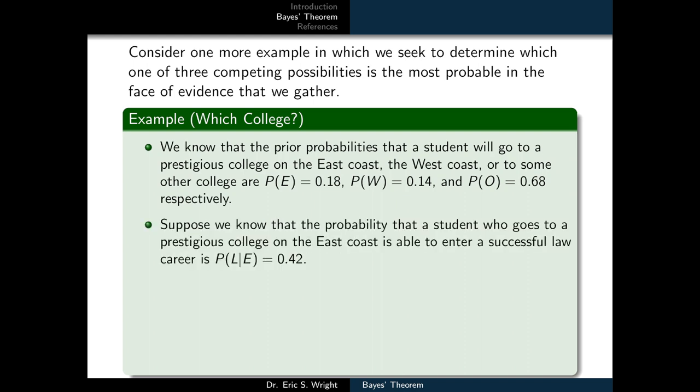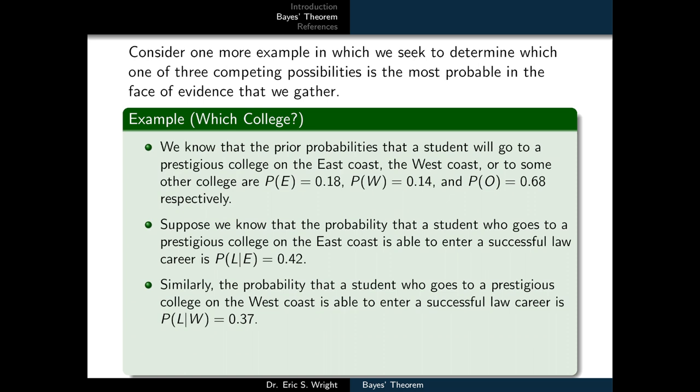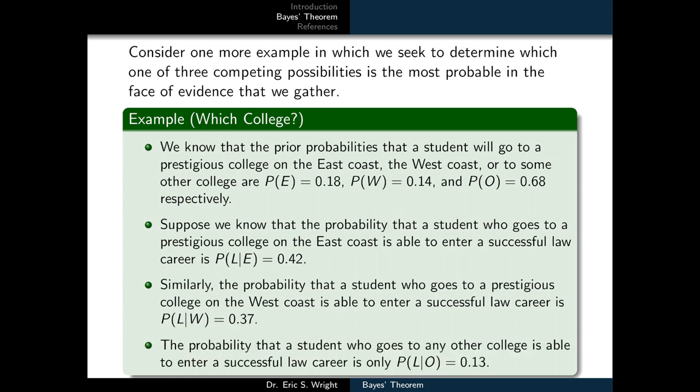Suppose we know that the probability that a student who goes to a prestigious college on the East Coast is able to enter a successful law career is P of L given E equals 0.42. Similarly, the probability that a student who goes to a prestigious college on the West Coast is able to enter a successful law career is P of L given W equals 0.37. And finally, the probability that a student who goes to any other college is able to enter a successful law career is only P of L given O equals 0.13.